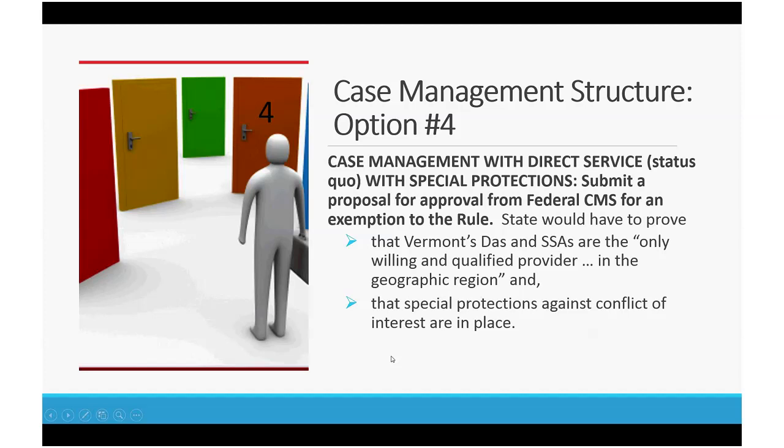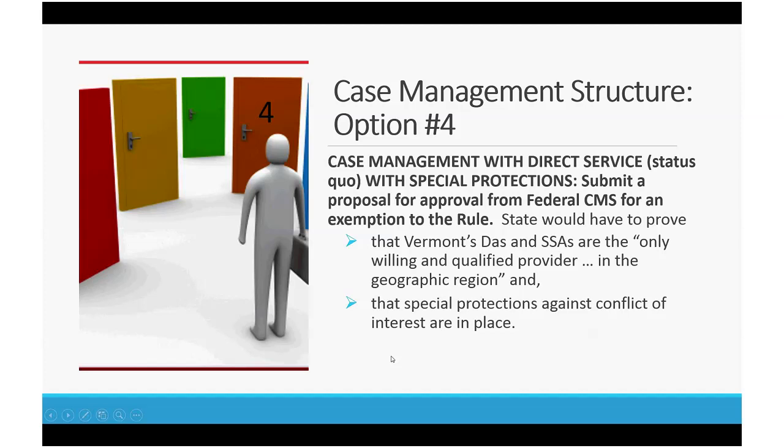are in place. So we would have to tell them what our plan is for addressing conflict of interest, and we would have to demonstrate that there's only one willing and qualified provider in a geographic region who provides both case management and direct supports, and see if they would approve that.